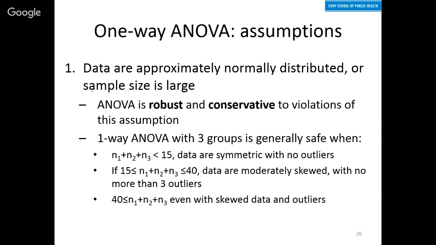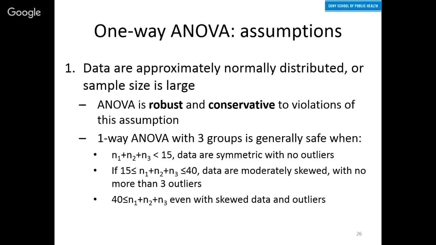So robust means that it's not too sensitive to violations from normally distributed populations. And conservative means that if there's a violation, it will tend to increase your p-value. It'll reduce the power of your test, make you less likely to reject the null. So it's not likely to cause you to make false claims. So it's robust and conservative.